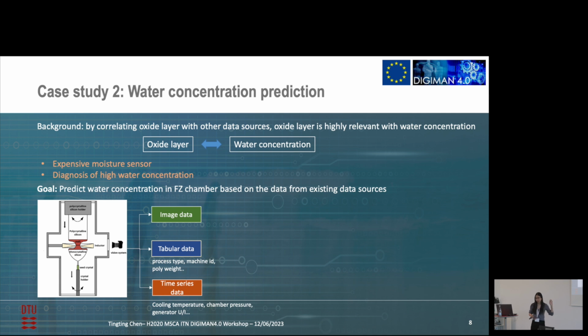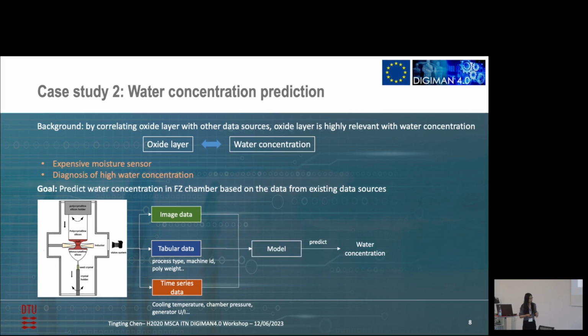And also we have some time series data from the log data. And then the goal is to develop a model which can output a water concentration, so that we can replace the physical sensor. And here come two problems. The first problem is that we have different data structures, and the second problem is how can we jointly learn from different data.